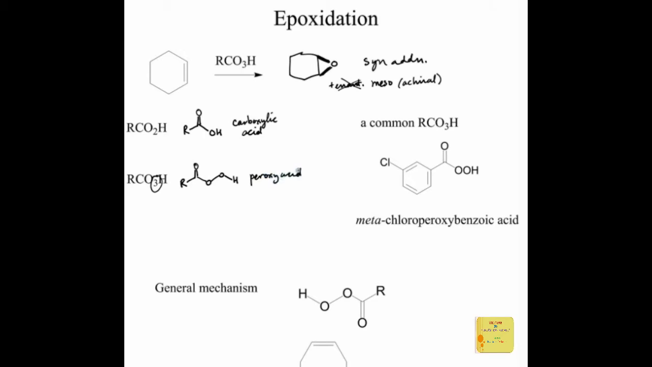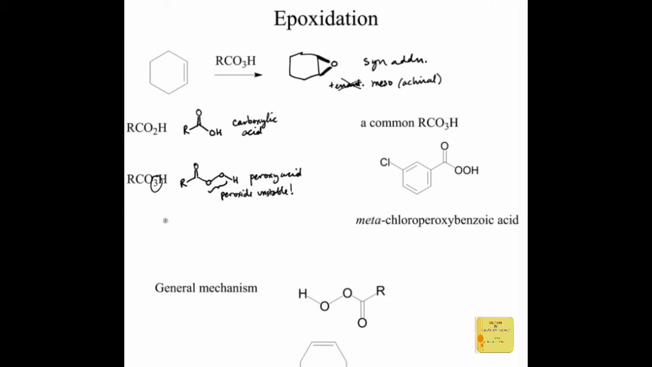This oxygen-oxygen bond is called a peroxide. And this is very unstable. This is dying to get rid of an oxygen. Very easy to cleave that bond. And so that's what leads to its reactivity and the fact that it is possible to oxidize things.